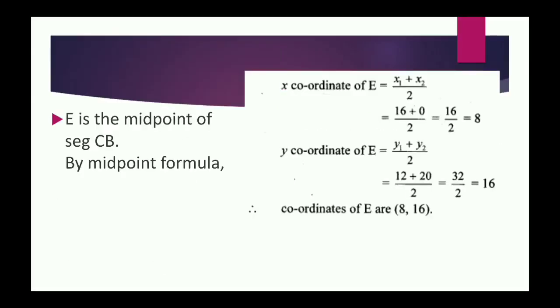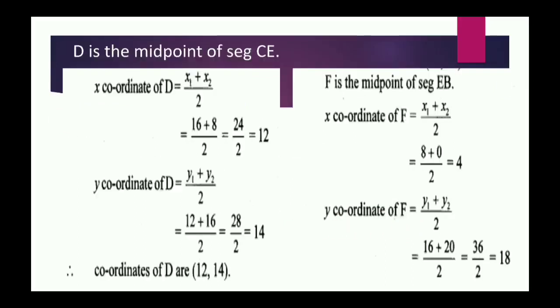Now in the same way we will find the coordinate of E. E is the midpoint of segment CB. Now using the midpoint formula, the x coordinate of E is (x1 + x2) upon 2. 16 is the coordinate of C, as we have just found. 16 plus 0 upon 2, 16 upon 2 is 8. The y coordinate of E is (y1 + y2) upon 2. The y value is 12. 12 plus 20 upon 2 is 32 upon 2. When we divide, we get the value 16. The coordinates of E are (8, 16). Now D is the midpoint of segment CE.